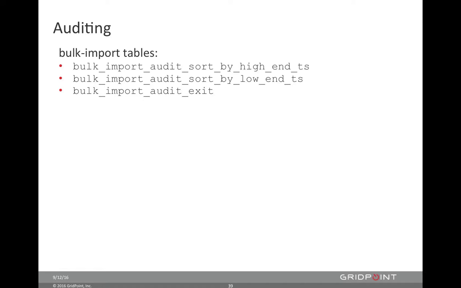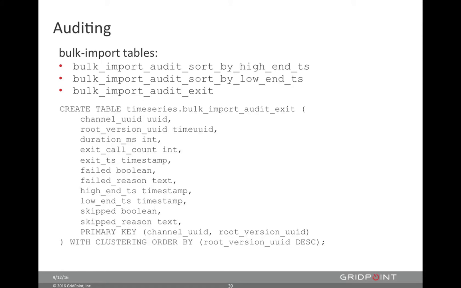And then, regardless of whether the first two tables were written to, regardless of whether there was anything to write or the write succeeded, the last table, bulk import audit exit, is written to at the end of the call. Every row in either of the first two tables will have a corresponding row in the bulk import audit exit table, but not every row in exit will have a corresponding row in the other two tables. Let me show the schema for the exit table.